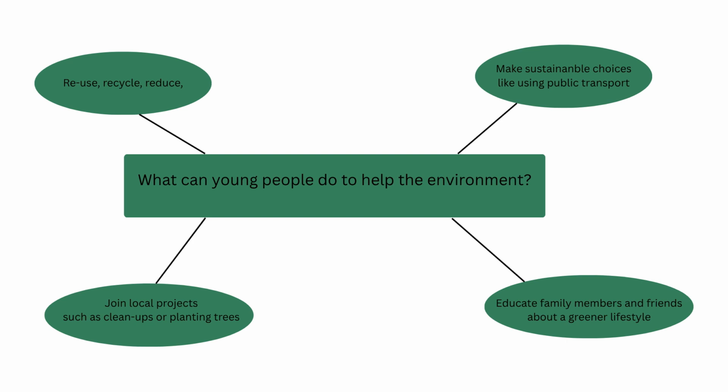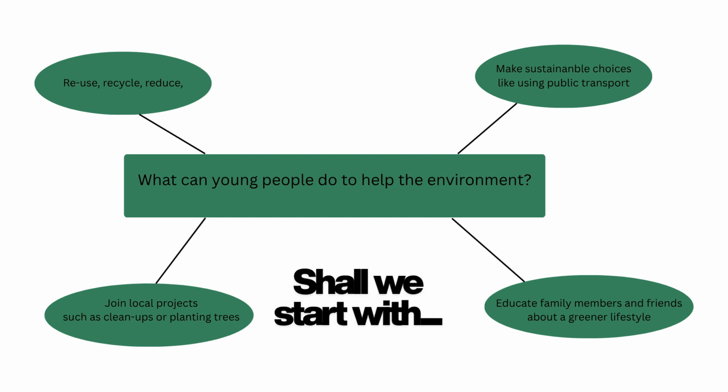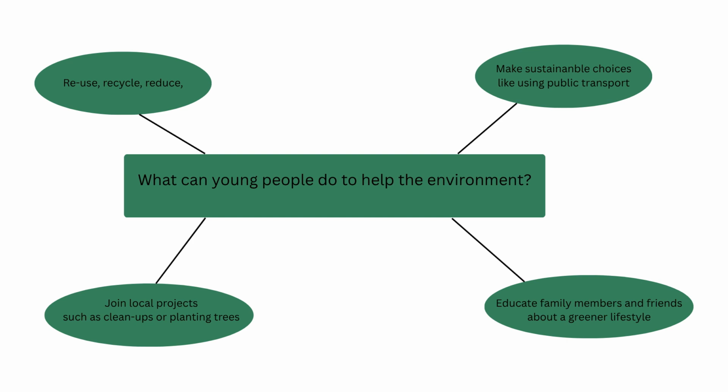And so the first thing you need to do is choose a way to start speaking with your partner. So you can ask your partner something like, shall we start with reuse, recycle and reduce? If you don't want to make the other person speak first, you can start speaking yourself and say, I'll start. I'm going to start with joining local projects such as cleanups or planting trees.